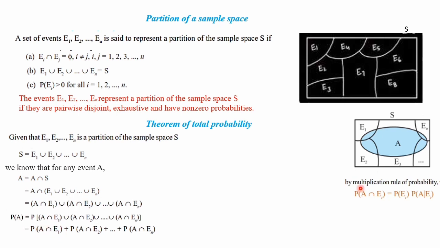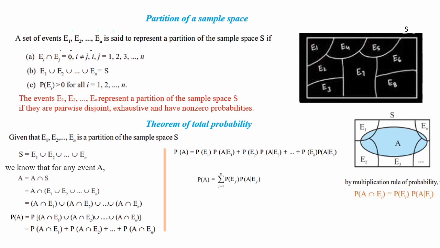That is what we have learned in the multiplication rule of probability. So when we substitute it, P of A is equal to P of A intersection E1, which will change to P of E1 into P of A given E1, plus P of E2 into P of A given E2, plus etc., plus P of En into P of A given En. So these individual cases we will consider, and we will use the multiplication theorem of probability.